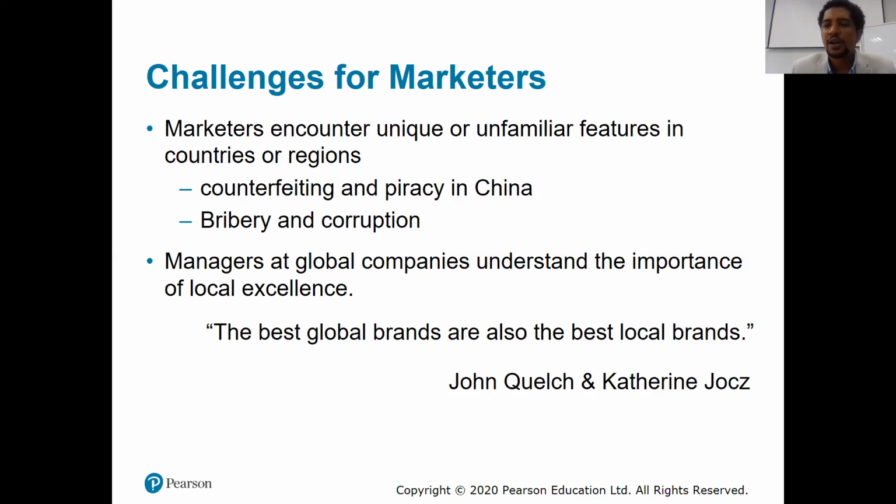So, and also the intellectual property. So here piracy in China has to do with intellectual property rights. Okay, so you have to be ready to protect your intellectual property rights when you are involved in global marketing.